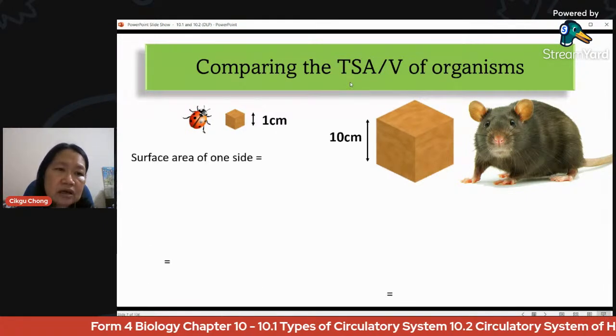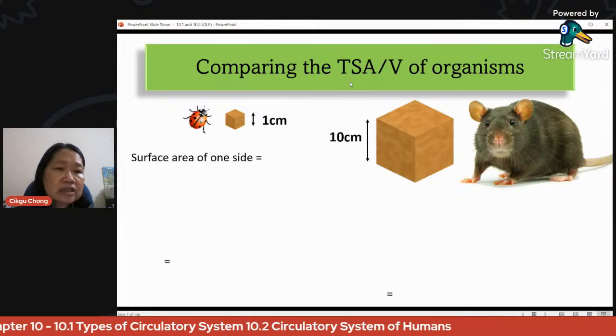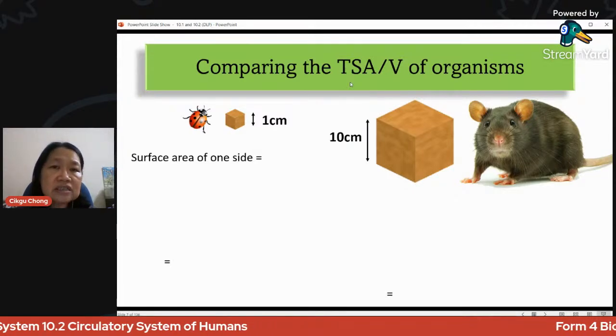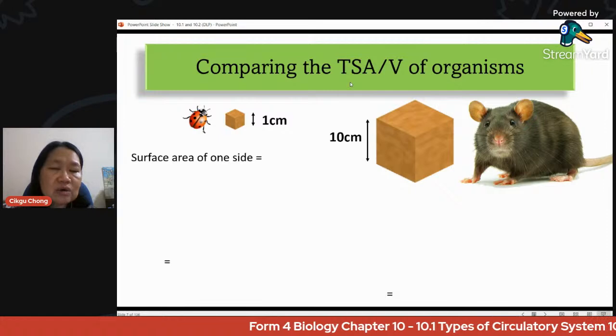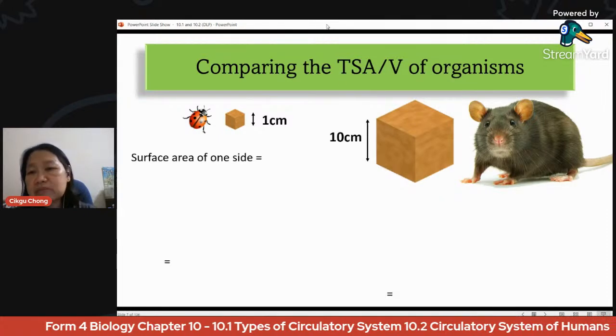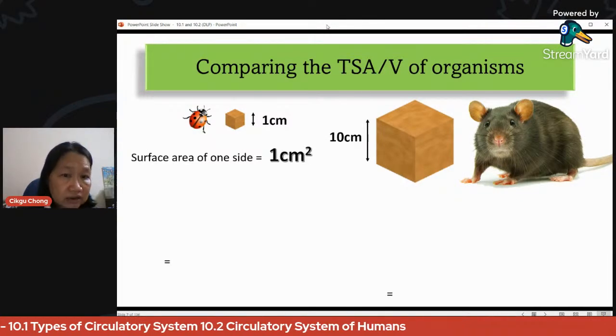Let's start. Now let's look at the surface area of one side for the small cube. Since it's surface area, in order to find area, it is width times height, or rather length times width. So 1 by 1, right? 1 times 1, we will have 1 cm squared. That is for one surface.